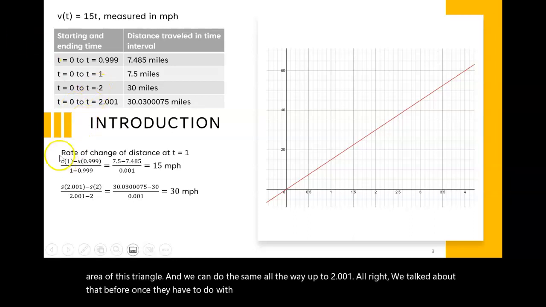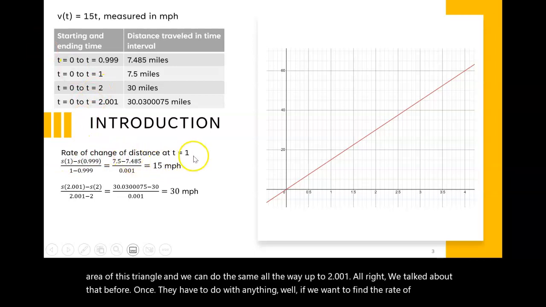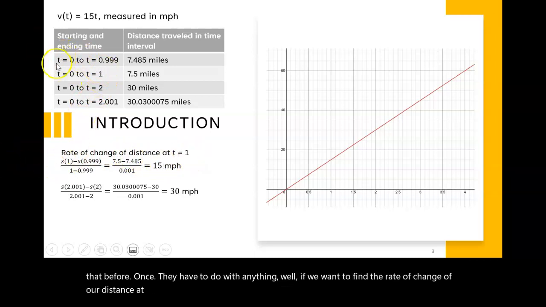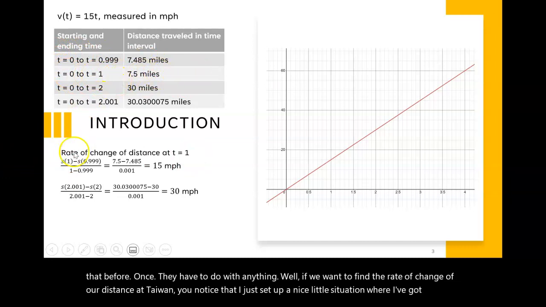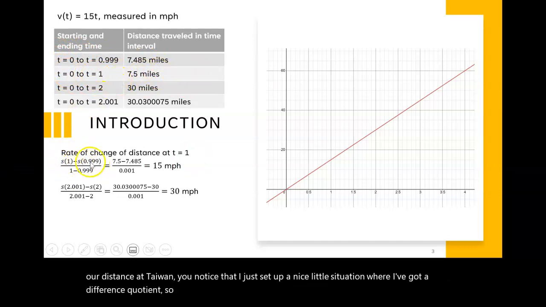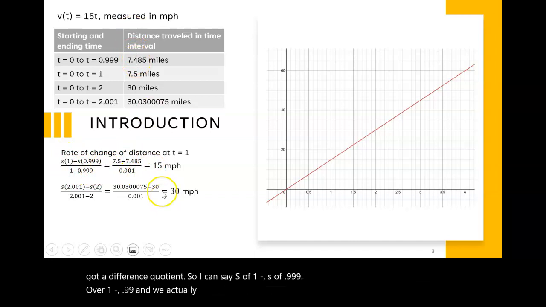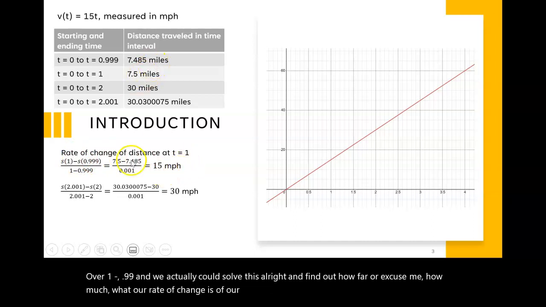Well, if we want to find the rate of change of our distance at time 1, you notice that I just set up a nice little situation where I've got a difference quotient. So I can say s of 1 minus s of 0.999 over 1 minus 0.999. And we actually could solve this and find out what our rate of change is of our distance at time 1. And so when I work this out, I get 15 miles per hour.